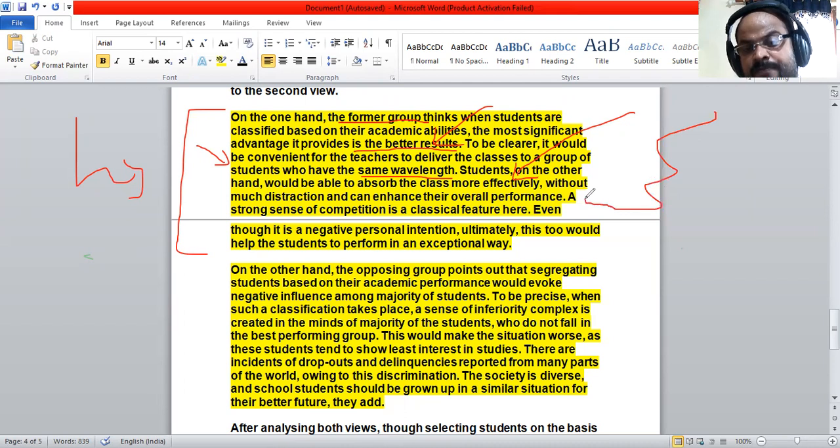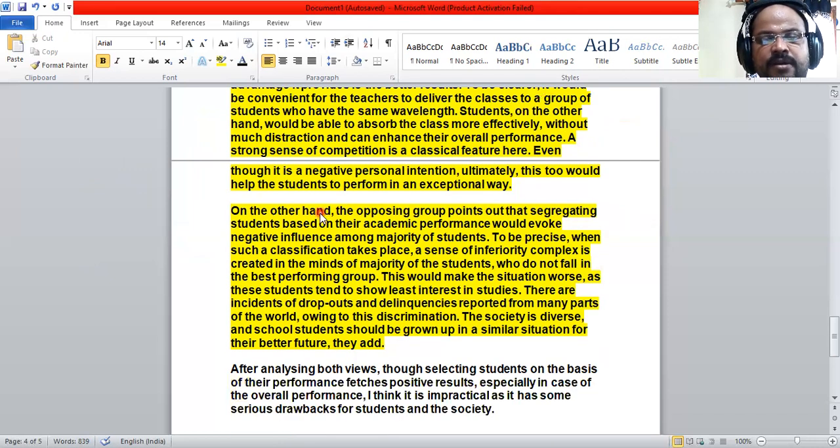That's another thing here. So you know how it provides better results. The teachers will be efficient, the students will be efficient, and a strong sense of competition is there. And even though this is a negative intention, ultimately this is a boost towards the performance of a student. So we have completed the first paragraph. And what are we going to do in the second paragraph? It says why this is better than the first option.